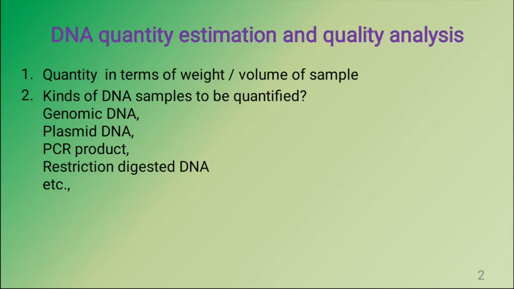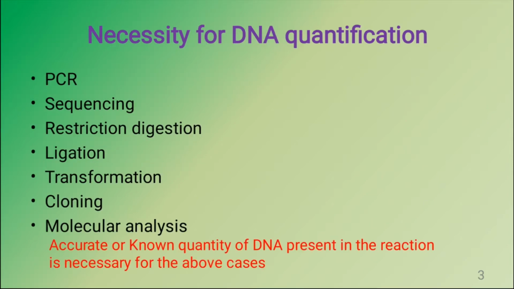There are different kinds of DNA samples that need to be quantified, such as genomic DNA with very large size and plasmid DNA, PCR products, restriction digested DNA, single stranded DNA, small oligomer DNA. Accurate or near accurate quantity of DNA is necessary to perform several molecular biology experiments, such as for PCR, it requires nanogram levels. For sequencing, based on the different methods of sequencing, the quantity requirement will vary.